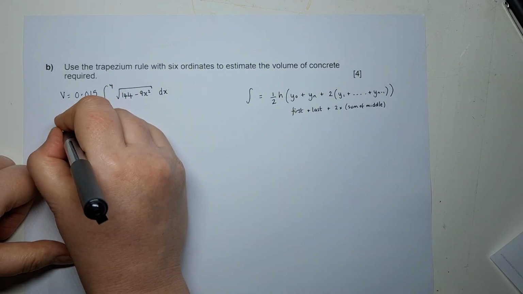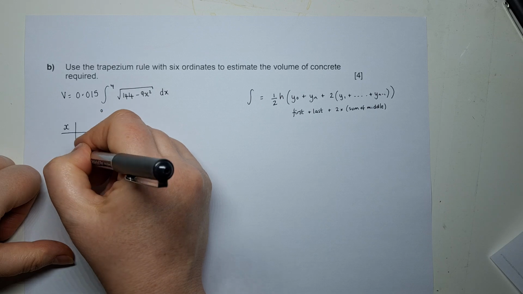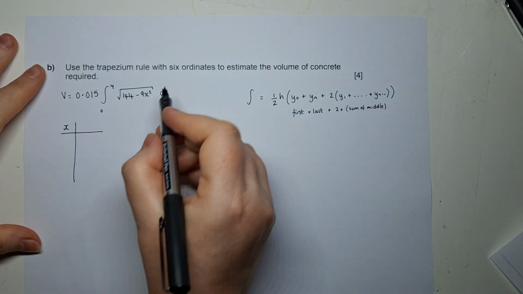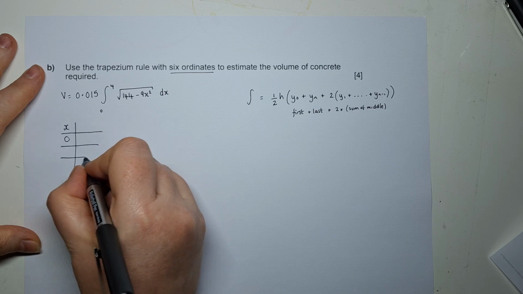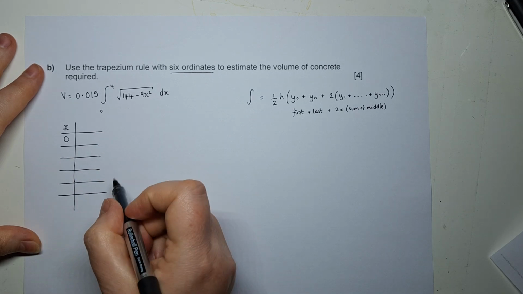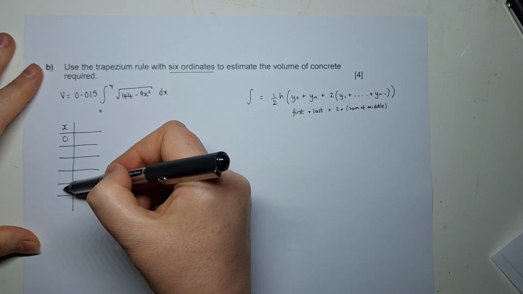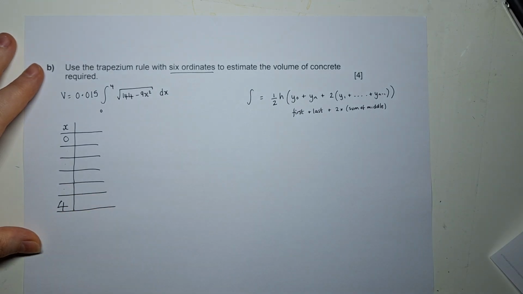Okay, so we're going to set up a table of values and we're going to make sure we have 6 x values, and they're going to start at 0 and continue down to 4. So 1, 2, 3, 4, 5, 6. And my 6th number is 4.